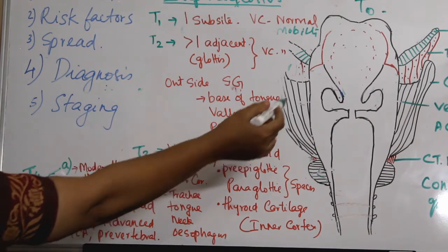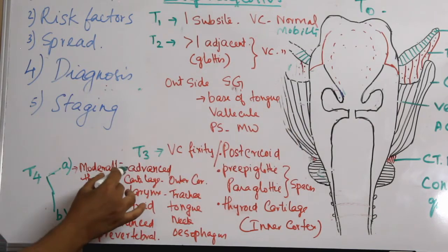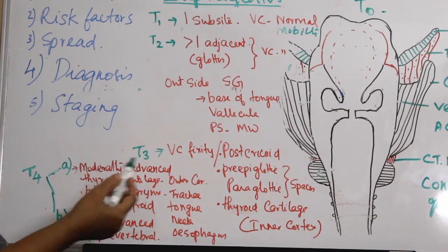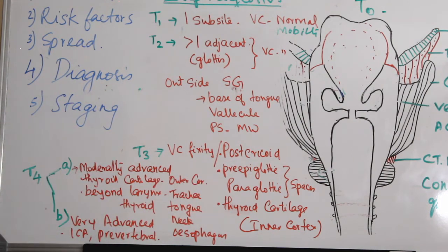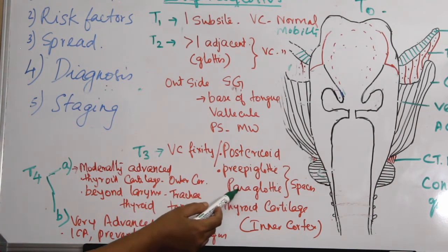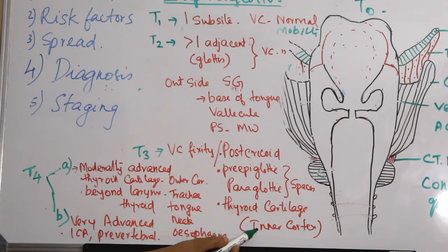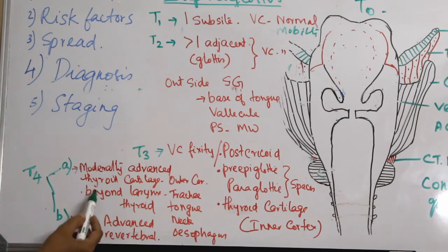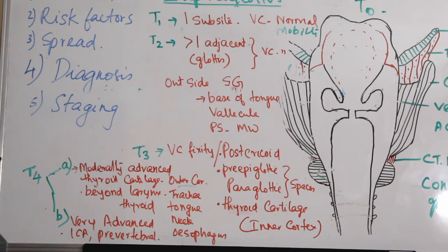Tumor limited to larynx with the vocal cord fixity, or invading any one of the following structures: the postcricoid area or spaces. What are the two spaces? Pre-epiglottic and paraglottic space, and or inner cortex of thyroid cartilage. Thyroid cartilage inner cortex involvement is T3, but outer cortex involvement is T4A. That you have to remember.